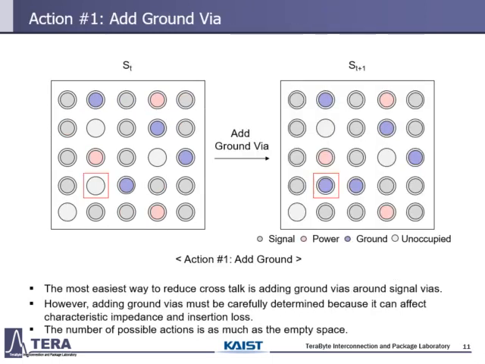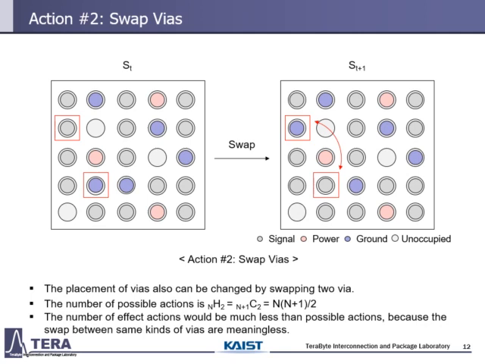Next is action. I propose two types of action and put them together. The first action is adding ground. You probably know that the easiest way to reduce crosstalk is adding ground TSVs around signal TSVs. However, adding ground TSVs must be carefully determined because it can affect characteristic impedance and insertion loss. This action is very similar to playing Go. The second action is swapping TSVs. This action is a method of revising the array by picking up one TSV and swapping positions with another TSV, like chess. If the ratio of signal, power, and ground TSVs cannot be changed, taking this action can only change the arrangement while fixing the ratio.